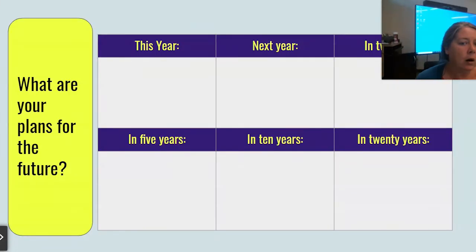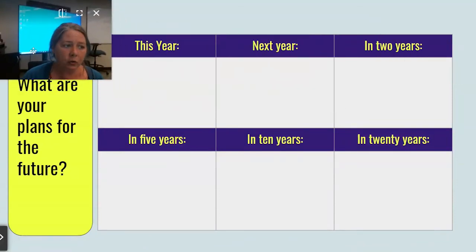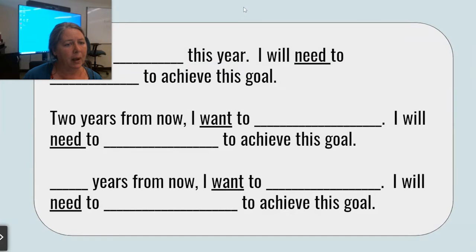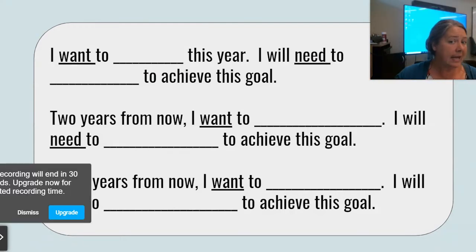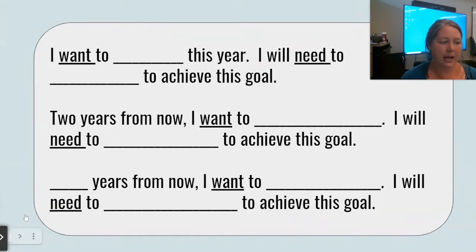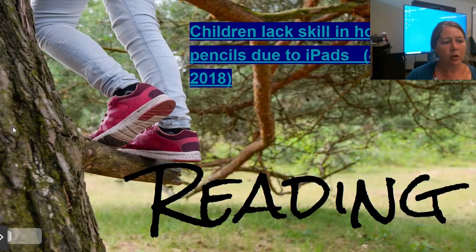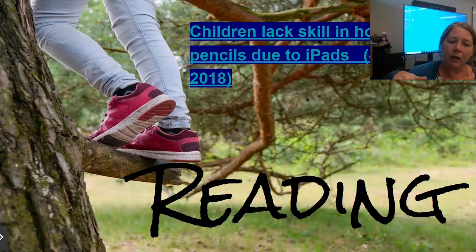And then think about, what are your plans for the future? This year, next year, in 2 years, in 5 years, in 10 years, in 20 years. What will you do? What are you going to do? What are your plans, right? Write those out, and we'll talk a little bit about that in the quiz. And then there's also just some fill in the blank sentences to say, I want to buy a house this year. I will need to save a down payment to achieve this goal, and so on, right? So look those over, fill out those sentences, and then we're going to come back for reading.